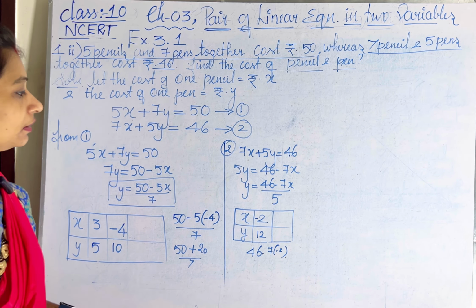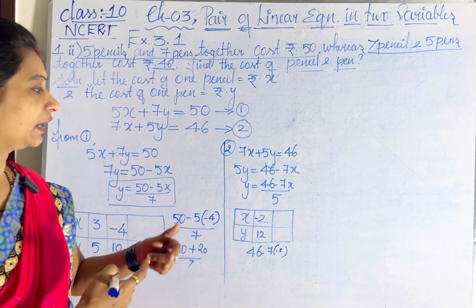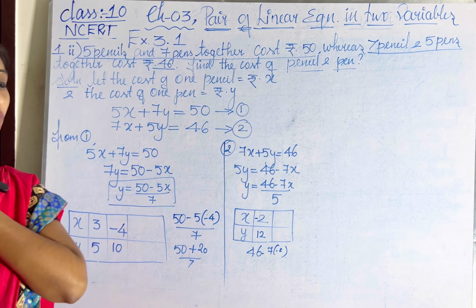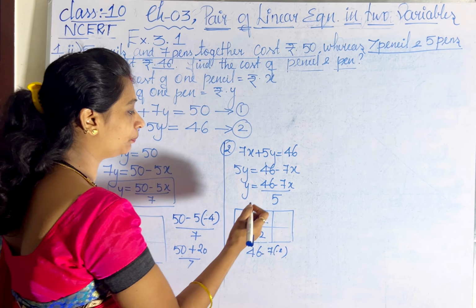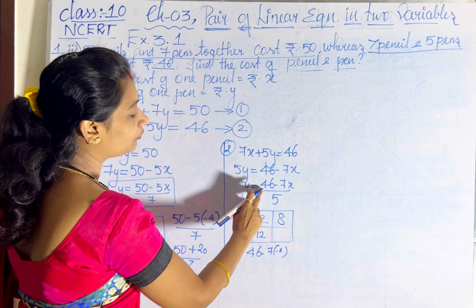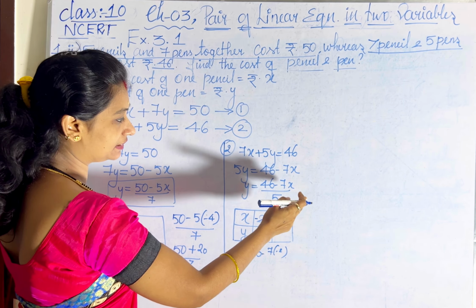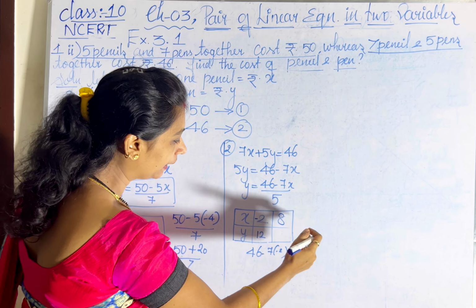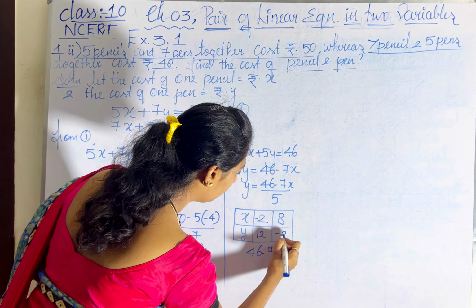Okay, then you have to see some different values of x. Either it may be a positive integer or it can be a negative integer also. I'm going to substitute x equal to 8. If it is 8, 46 minus 56, right? So minus 10. Minus 10 dividing by 5, minus 2.